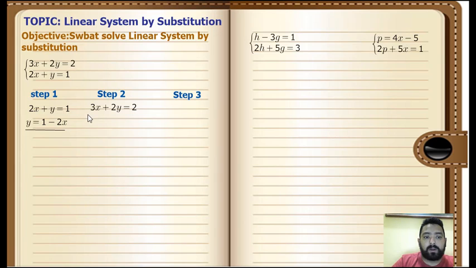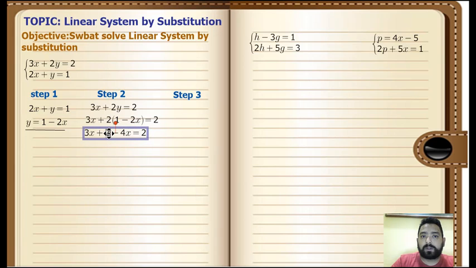So we are going to have 3x plus 2, and we are going to open parentheses and write 1 minus 2x, close the parentheses, and then we are going to work with the distributive property, equals 2. And then we're going to have 3x plus, remember, 2 times 1 gives us 2, 2 times negative 2x, negative 4x, equals 2.